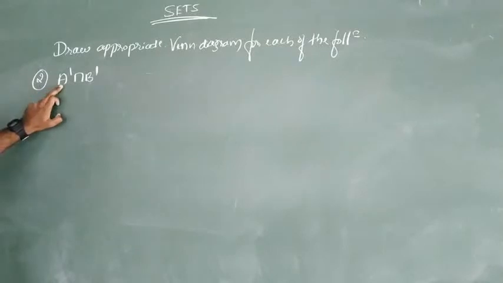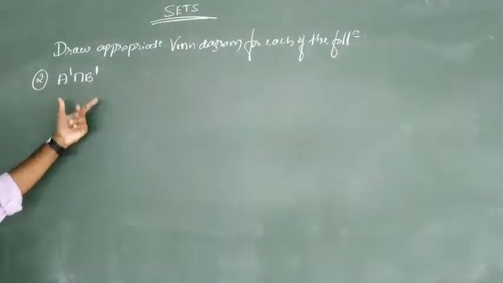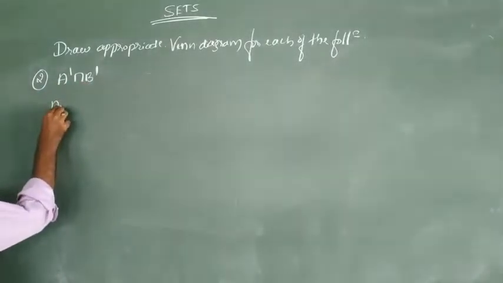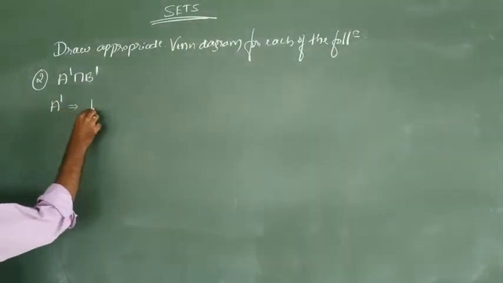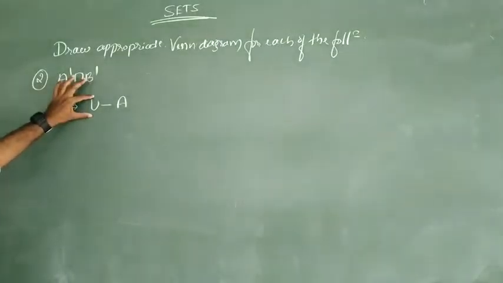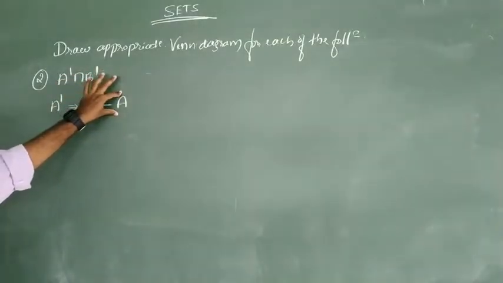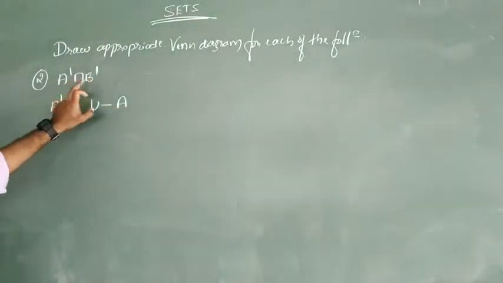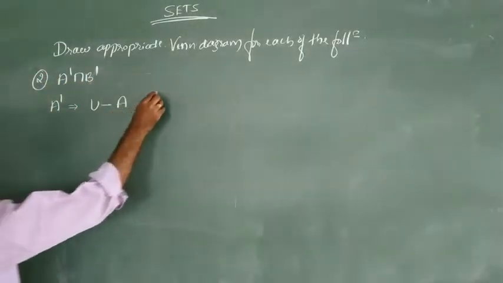First let us write A dash, then B dash, then their intersection. First is A dash. What is A dash? It is nothing but U minus A, the elements which are present in U but not in A. So this is nothing but A dash. There are two sets, so I will take two sets in the diagram.